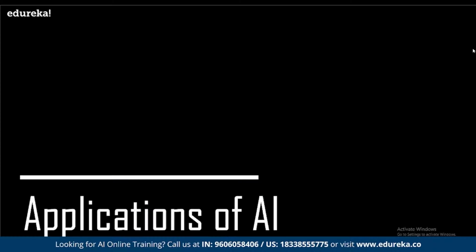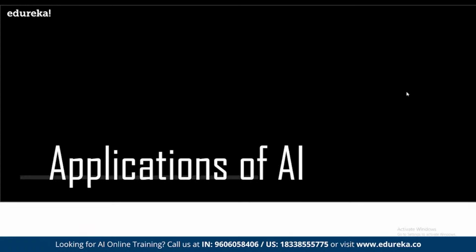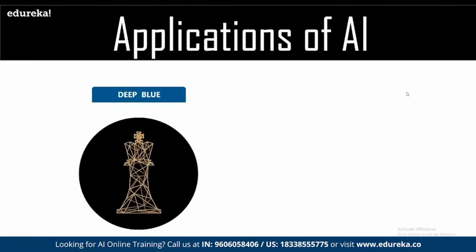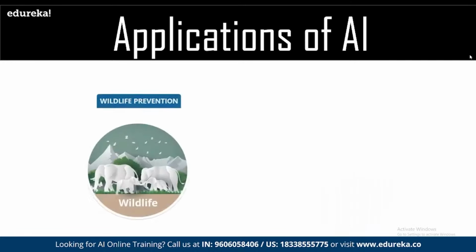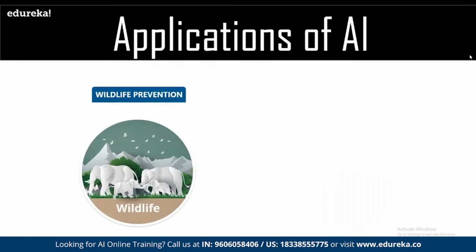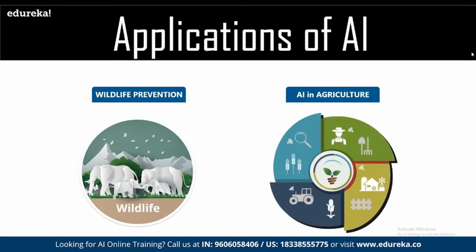And then we have applications of AI. In terms of applications, AI is used in almost every vertical that we can think of, right? Like we have Deep Blue, we have AI for rescue, based in multiple verticals. For example, we have AI for wildlife, and AI in agriculture. Now some of you might be wondering, how is wildlife prevention done using automation.